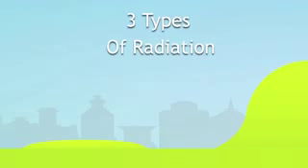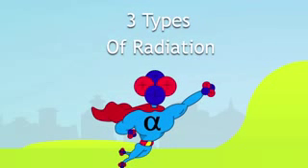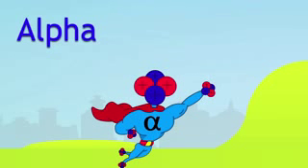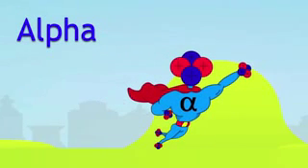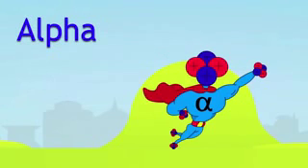The radiation got sorted into three types. We're going to talk about these three types now. So let's introduce the first one. Here comes alpha. Alpha radiation is very easily stopped. It's stopped by air. Look, it just goes into the air and stops.